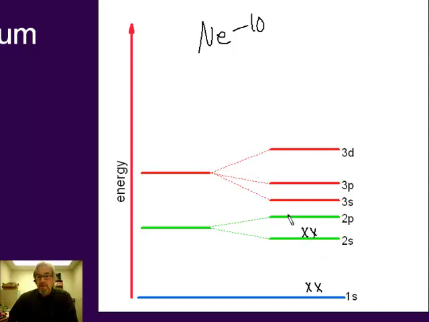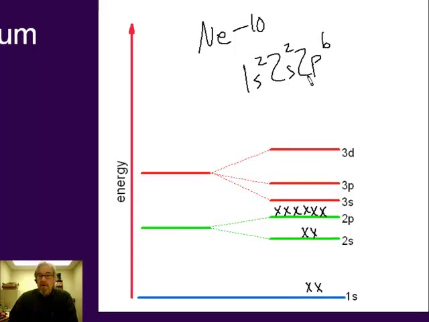But that gives me 4, and I need 6 more electrons. They can all fit in the 2p sublevel because p sublevels can contain 6 electrons. So I still have only 3 occupied sublevels, 1s, 2s, and 2p, but now they're all full. 2 in each of the s's and a 6 in the p. There's your electron configuration for neon.